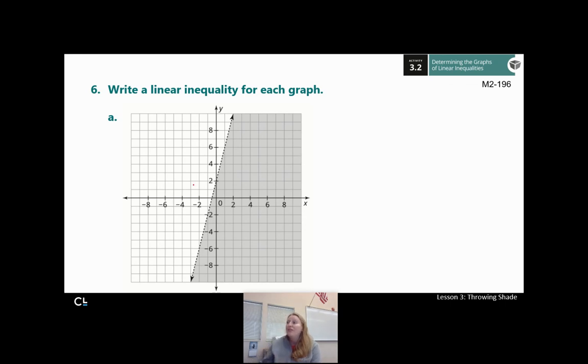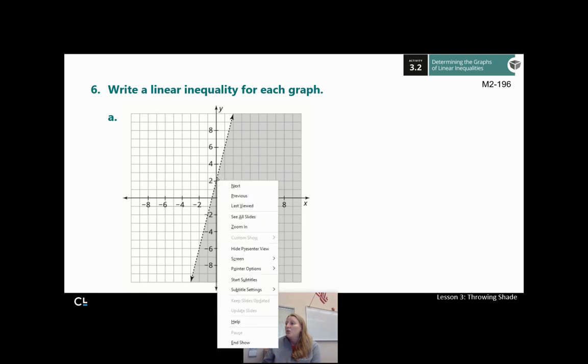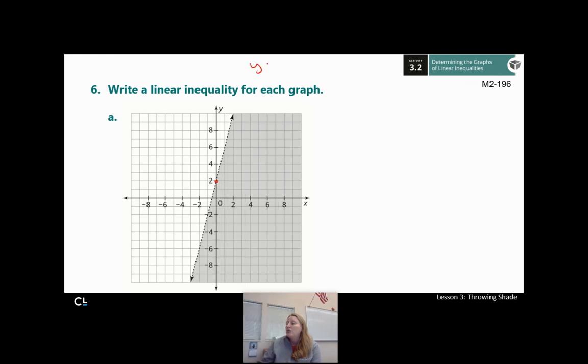All right, first things first. I see a y-intercept at 2. That's good to know, right? I'm just using that whole y equals mx plus b. We're just going right back to it. I see a y-intercept at 2, so I know I've got a +2 hanging off the end.